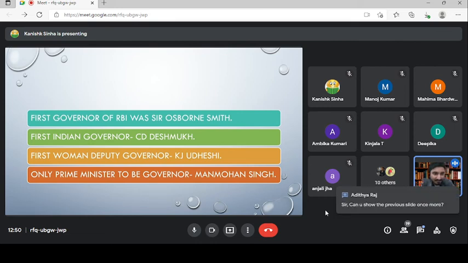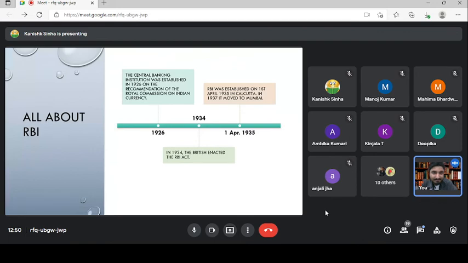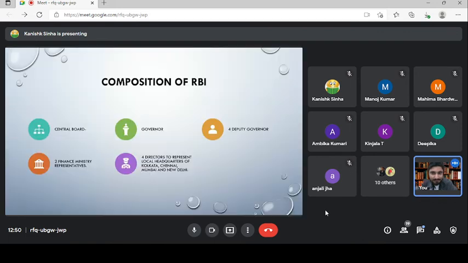Yeah, can you show the previous slide once? Previous slide. Yeah. So this is the composition of RBI. You can write what you have missed.